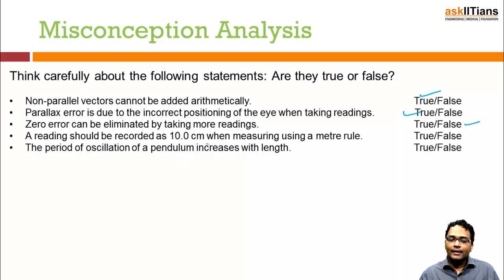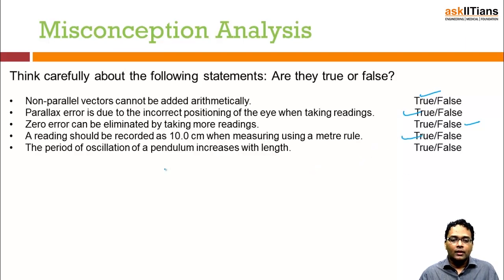A reading should be recorded as 10.0 centimeter when using a meter rule. The meter rule has a minimum value of 0.1 centimeter. That's the least count. So you can write down the reading as 10 centimeter. You cannot go further below the decimal points.